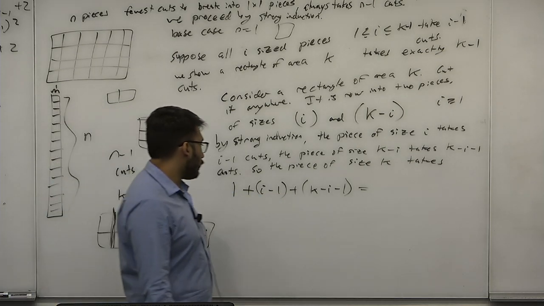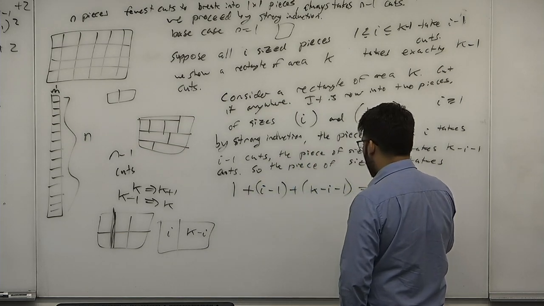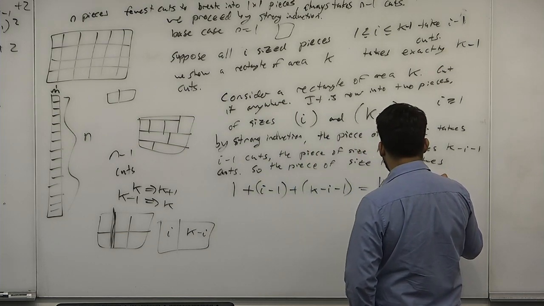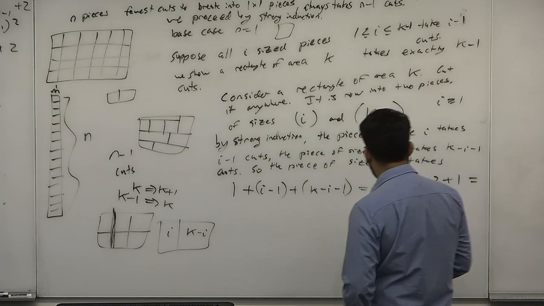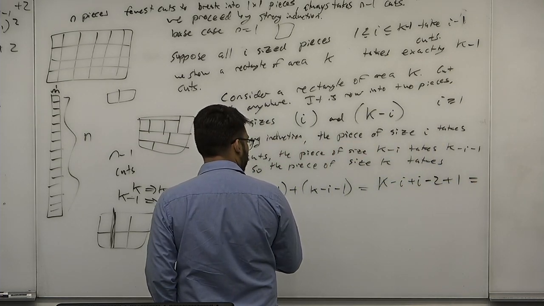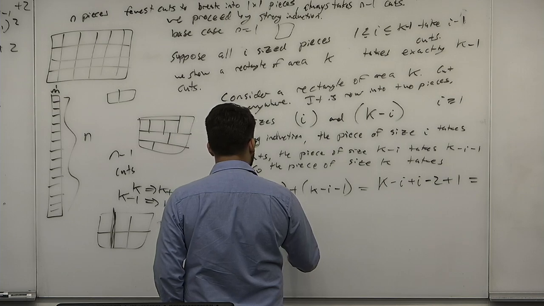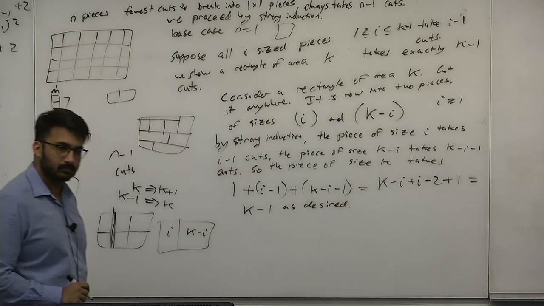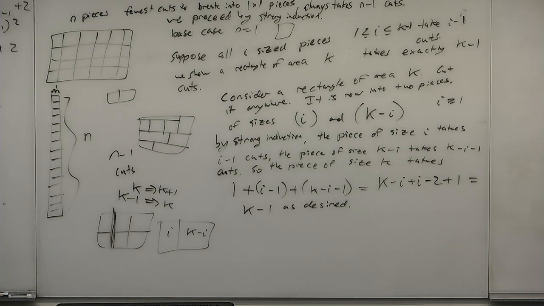Well, let's just work that out. We're going to get k minus i plus i minus 2 plus 1, those are going to cancel, which is just equal to k minus 1, as desired. Right. Notice sort of how general we had to be. I didn't specify where the cut was made, but we know that the cut partitions the area into two pieces. That's all that's needed, right?